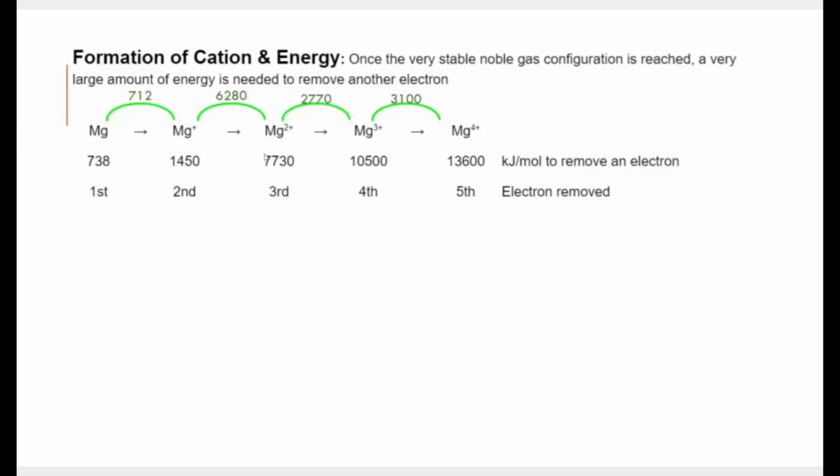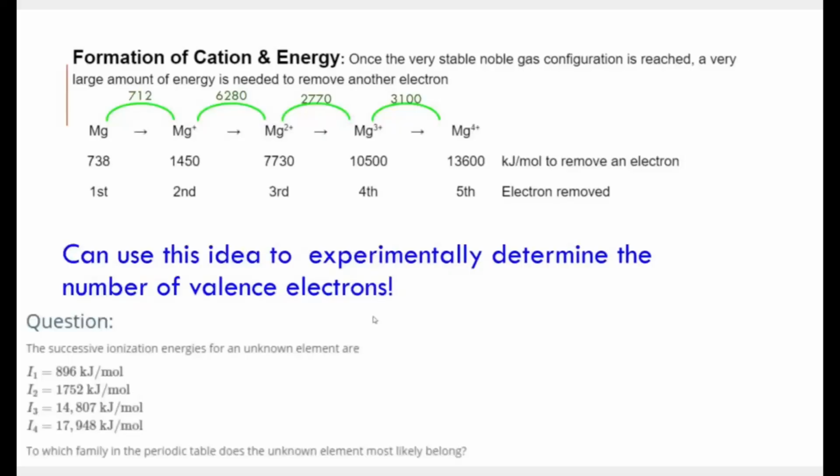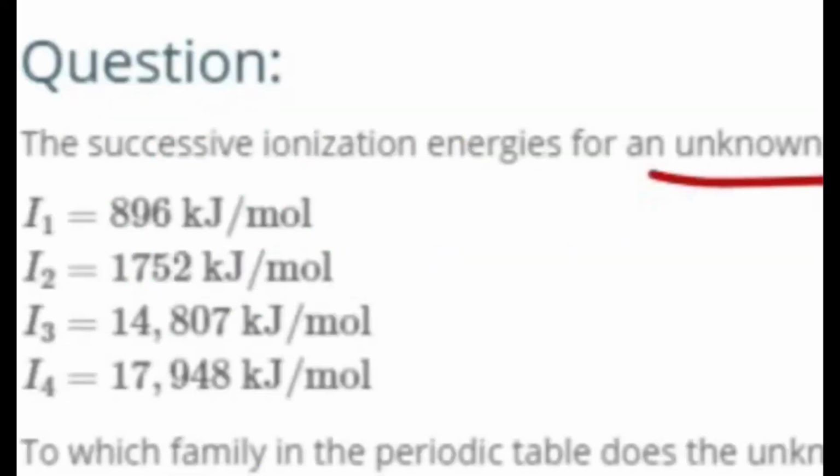Now, you're probably not surprised. Magnesium is in the second column. It has 2 valence electrons. But we can actually use this, and let me show you an example. We can use it to experimentally determine the number of valence electrons. This is an AP chemistry question that was on an AP exam. It basically just tells us we've got an unknown element with these 4 different ionization energies, and then asks what family in the periodic table does it belong to.